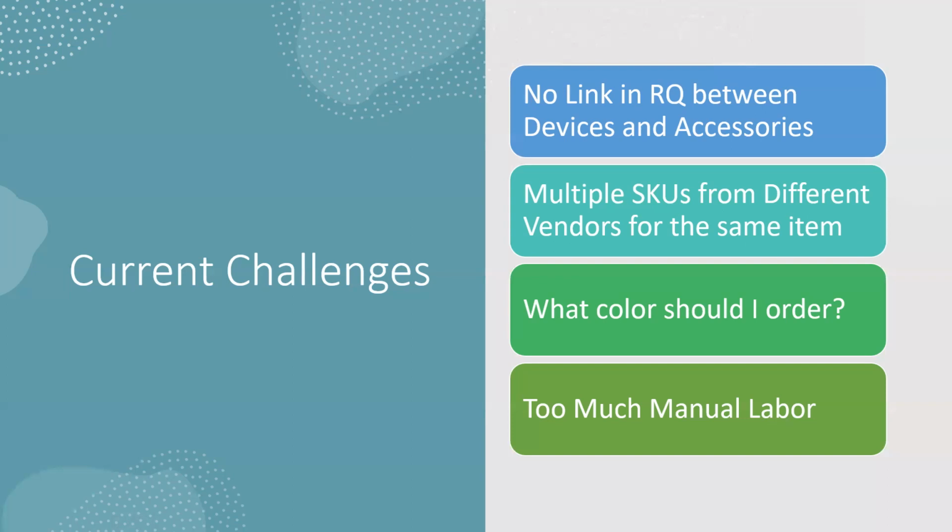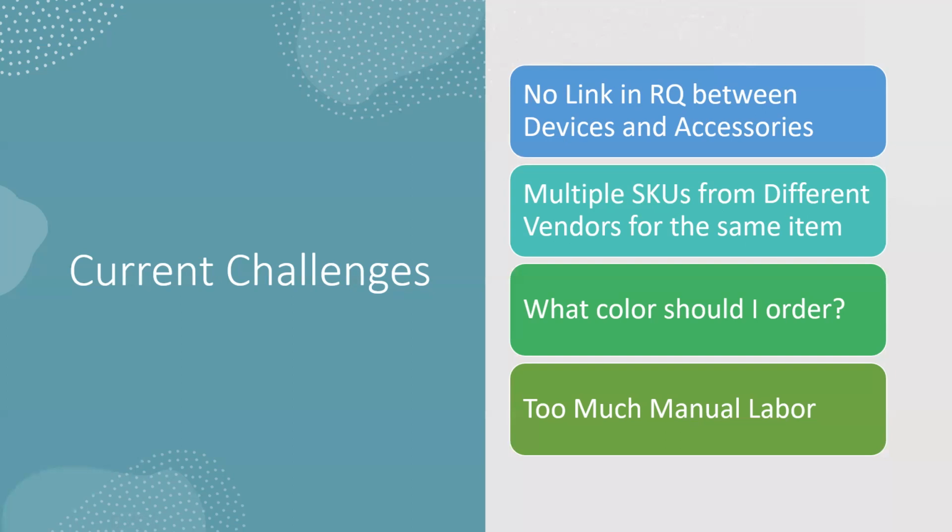And lastly, the idea of too much manual labor. You're having to go into your point of sale system, RQ, and select a specific period. You're trying to figure out, okay, what sales period should I select? And you're exporting to Excel, trying to modify it, looking at your sales history, and it's a very cumbersome process.